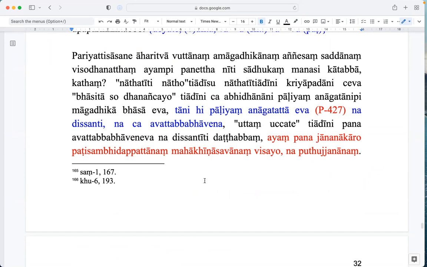So, last time we discussed these two words: Padisambhita Paddha and Mahakinasava. Actually, Padisambhita Paddha should be Bahubbihi Samasa instead of Dabburisa. So Dadiya Bahubbihi Samasa is better.